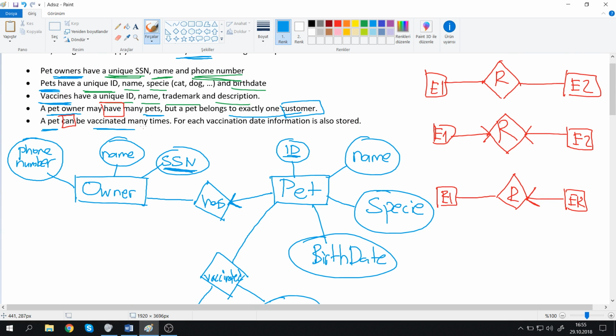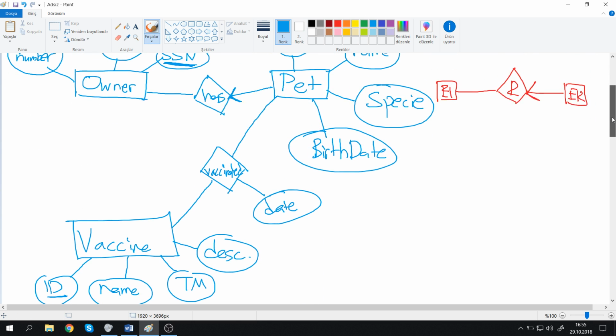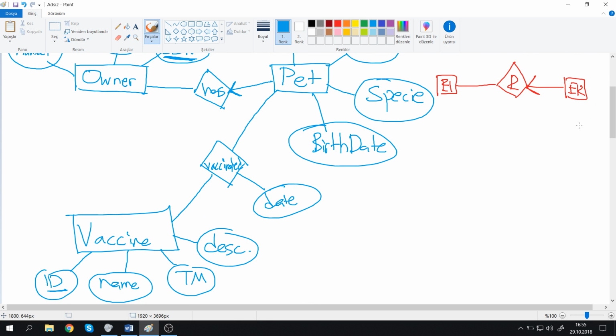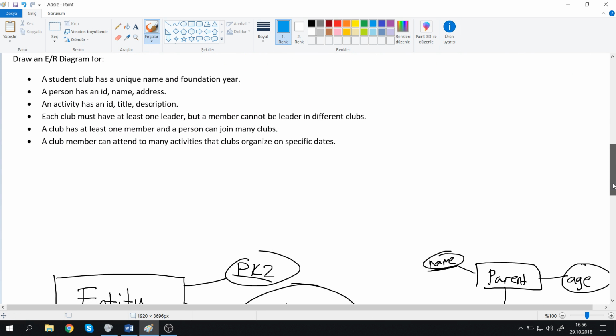A pet can be vaccinated many times. So we have a many-to-many relation: a pet can be vaccinated many times, and the same vaccine can be given to many pets. Some people understood it as the same instance of vaccine being given to many pets, but we should understand it as the same vaccine type, or let's say the same type of vaccine, being given to many pets. We should understand it like this. Let's go to the other question then.